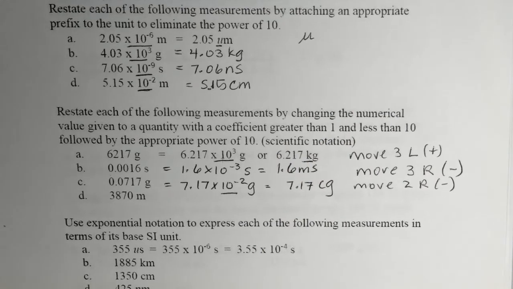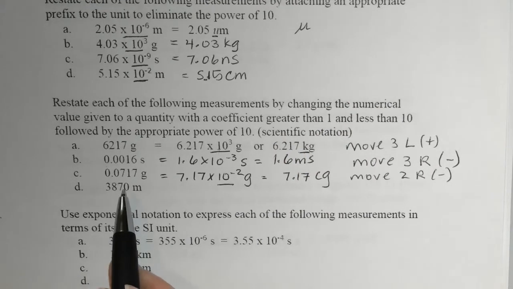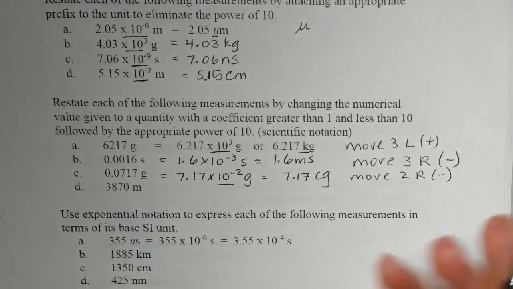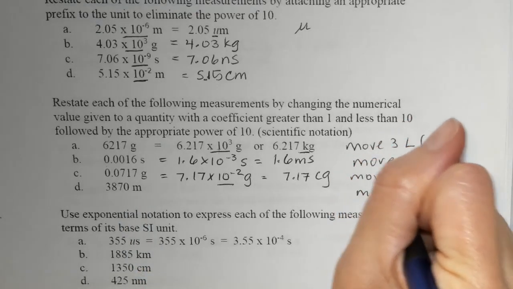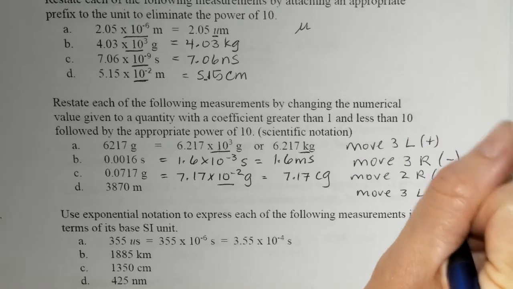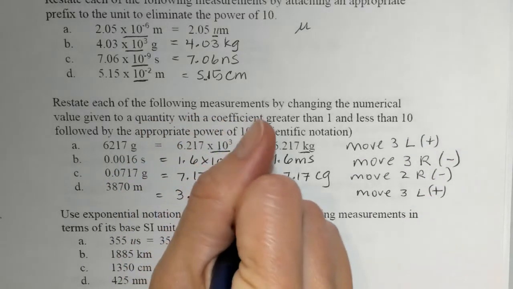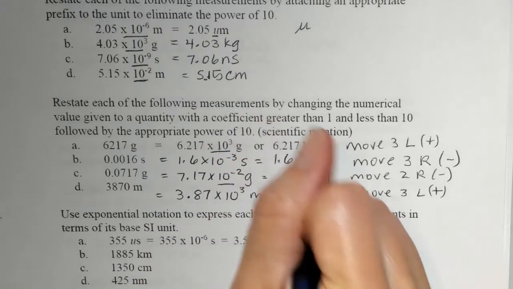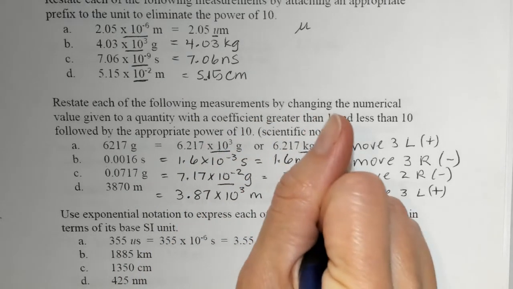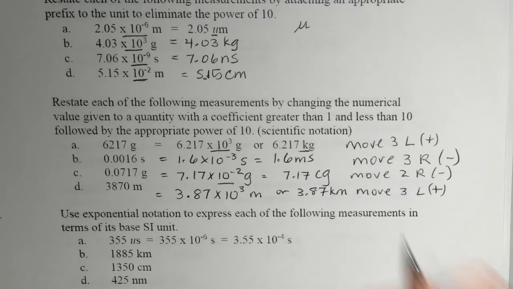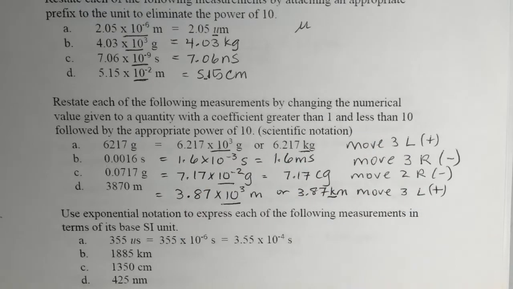And the last one here, we've got 3,870 meters. Decimal now is going to go 1, 2, 3 spots to the left. So it's going to be a positive value. So 3.87 times 10 to the positive 3 meters, or 3.87 kilometers, right? Kilo for 10 to the third.